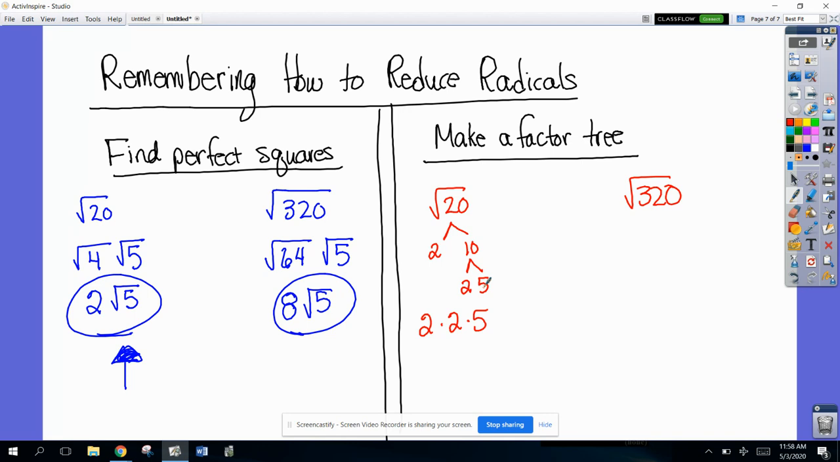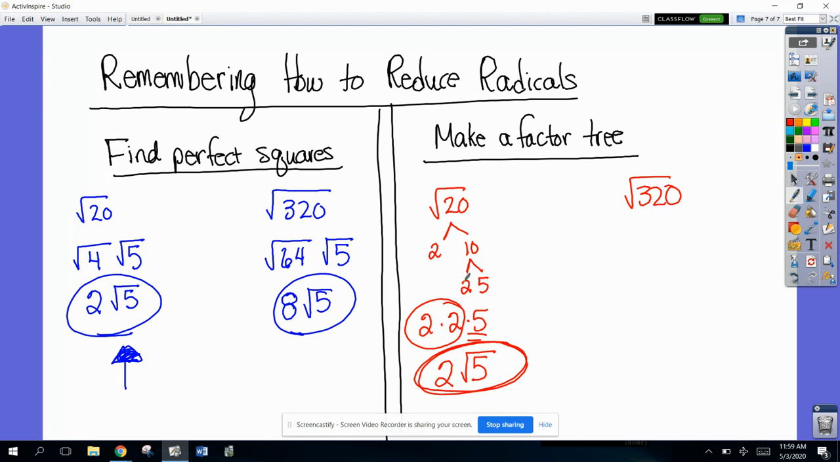And so then I need to find groups. So what do you have the same of? Well, I have 2 2s. So if I have 2 2s, I get 1 that comes out. 5 has no friends, so he stays in. In honors, or in algebra 2, we talk about you have to have 2 friends to come outside. If you have no friends, you have to stay inside the square root bucket, square root sign. So 320 might work a little bit easier.